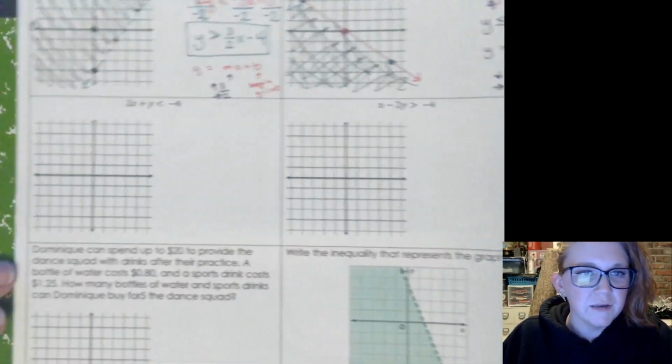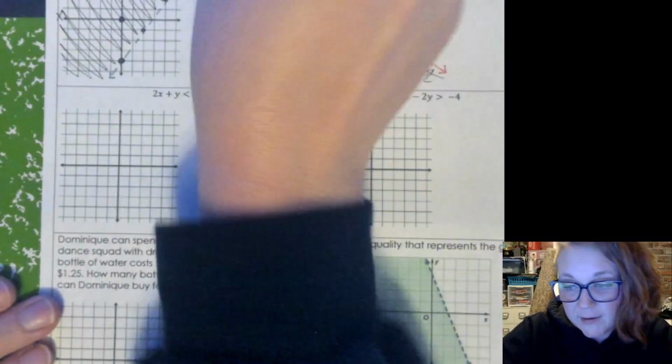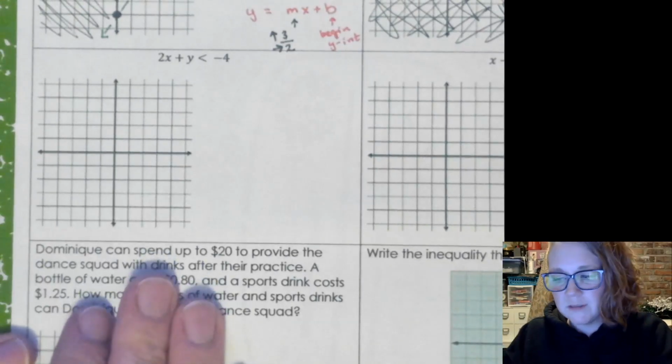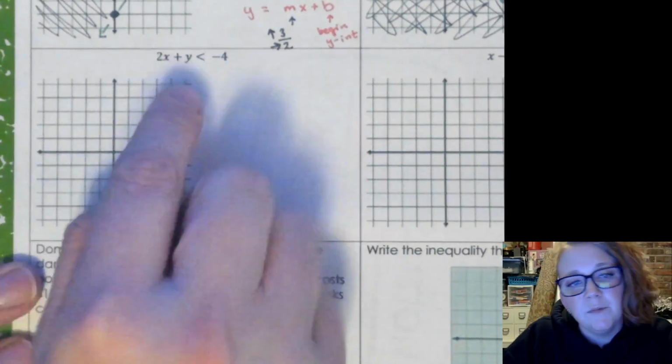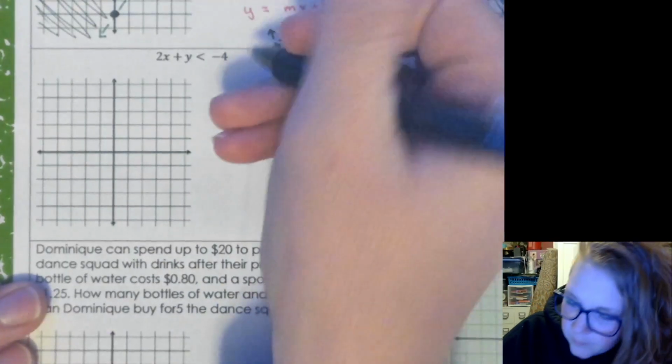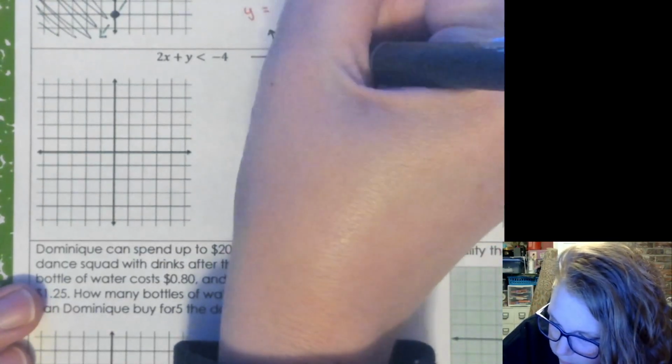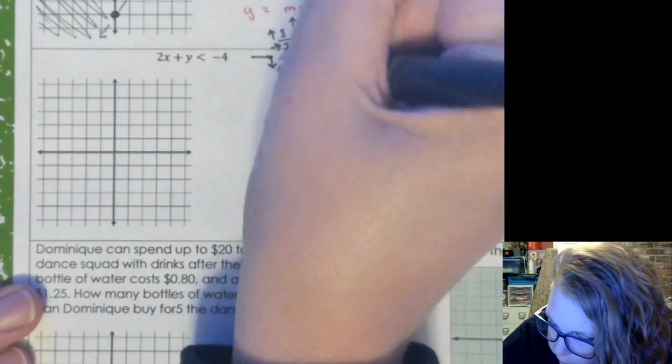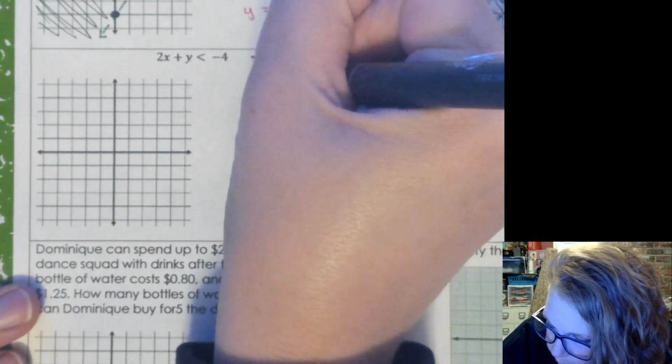So let's try these guys, and we're going to do the exact same thing. Remember, step 1, you need to make this so that the y is on the left side. So let's do that. Again, I'm going to move over here so you have a little bit more room.